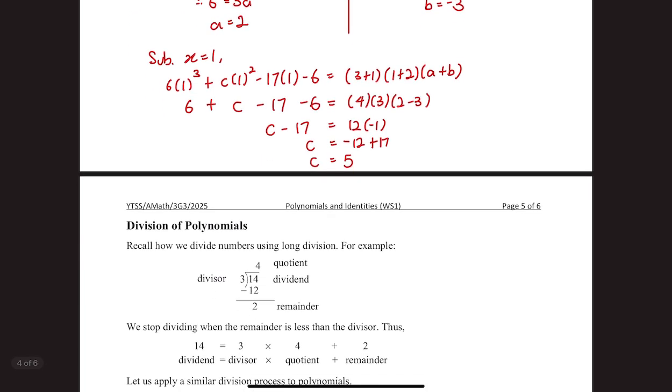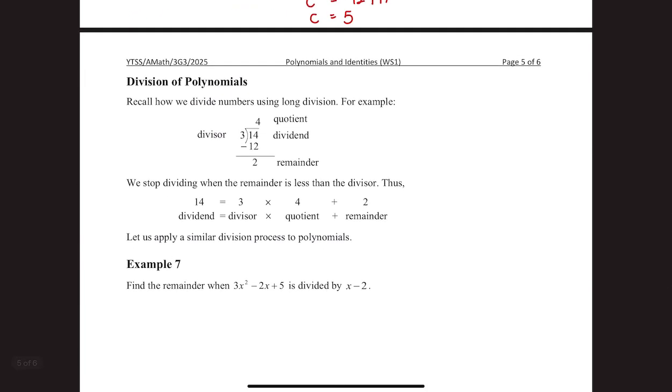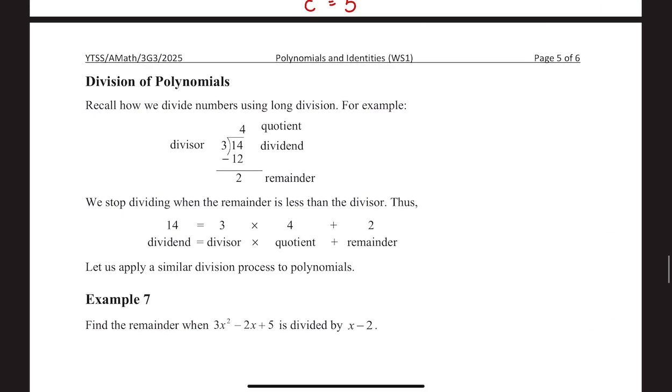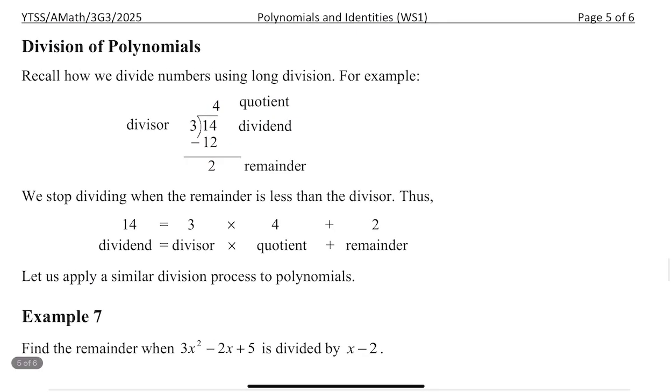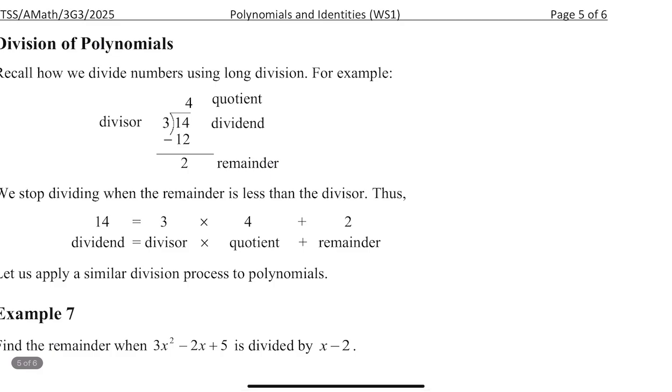Alright, so let's look at now the last part of this worksheet on division of polynomials. Recall, this is what you learned in primary school. You should have used long division before. Let's say I have 14, I divide 14 by 3. Then 4 will be the quotient, 2 will be the remainder. Maybe use another simple example. Let's say I want to divide 8 by 3. We recall the lowest number you can multiply with 3 to get a number that is less than 8. I'll put 2 here. This means 3 times 2 is 6. Then I minus away, the remainder is 2.